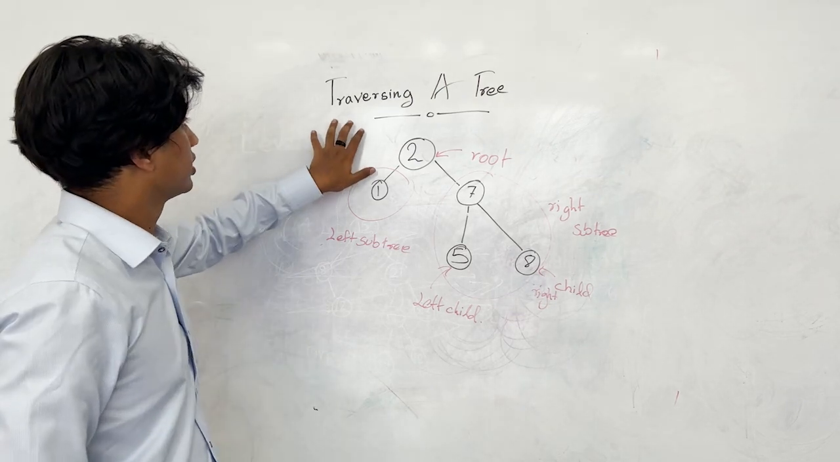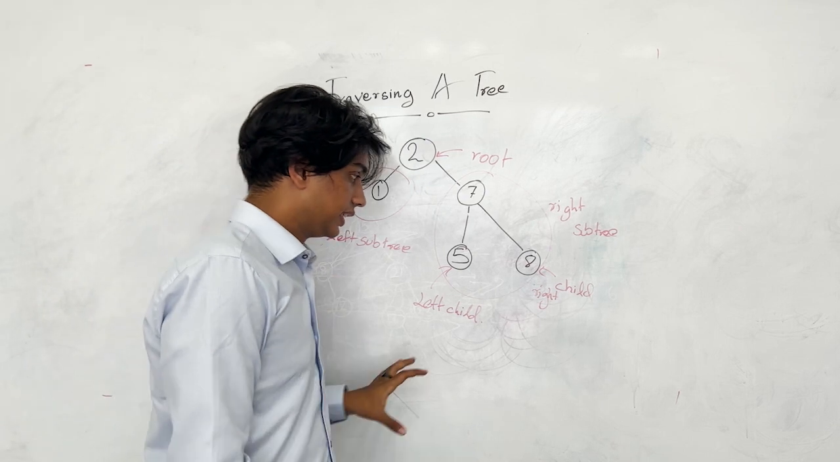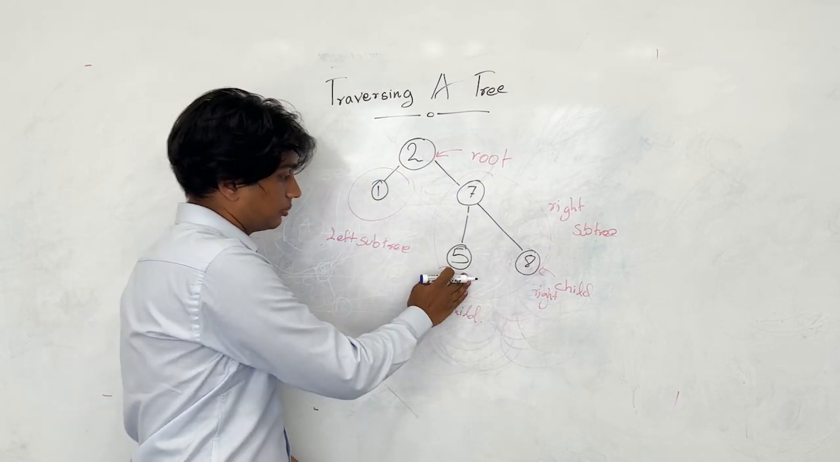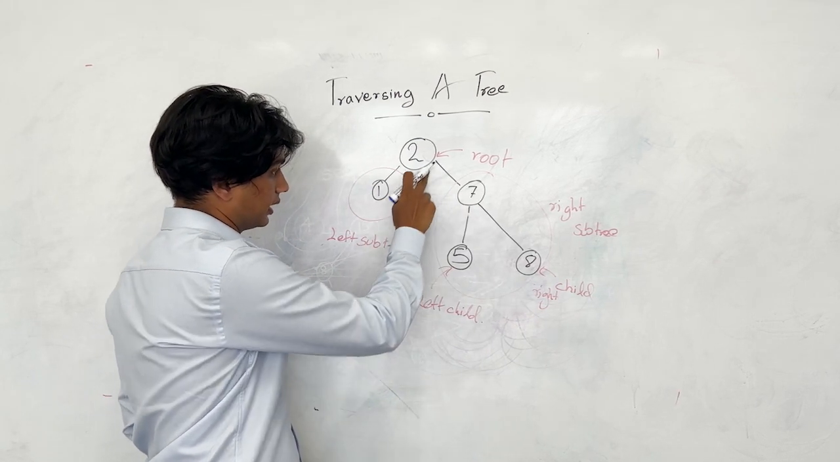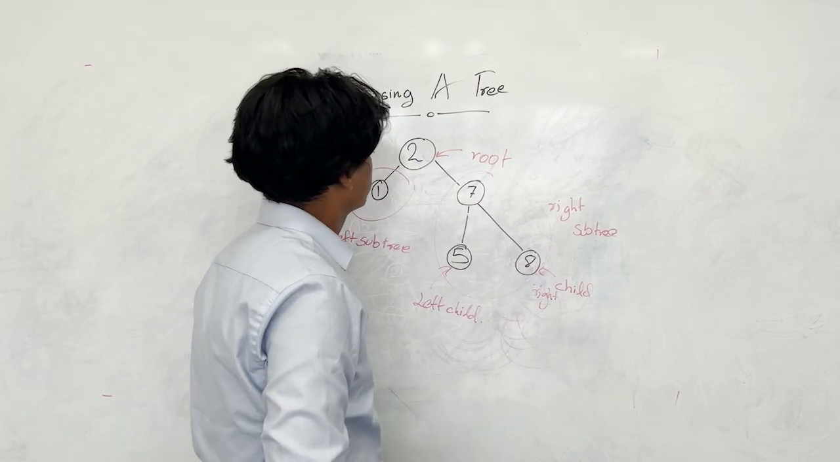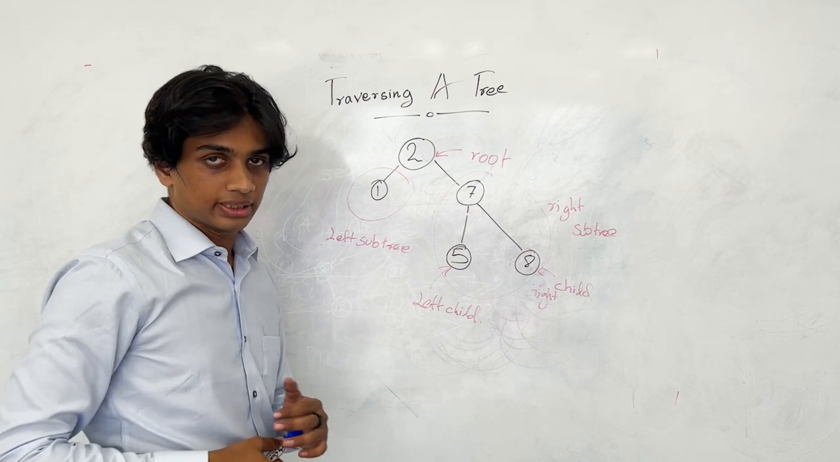So what is tree traversing? Tree traversing refers to the process of traveling to each node. A node is these elements. We can take each of these elements as nodes. So tree traversing refers to visiting each node only once.